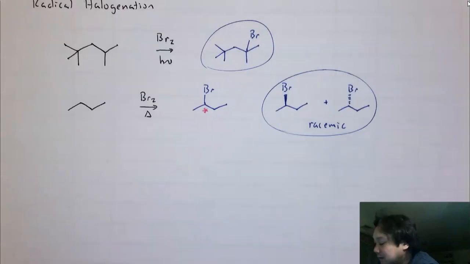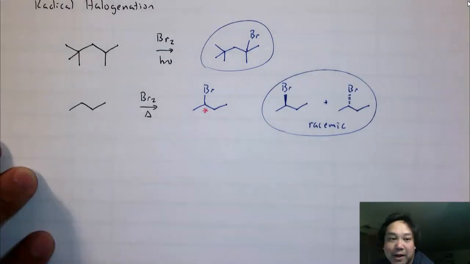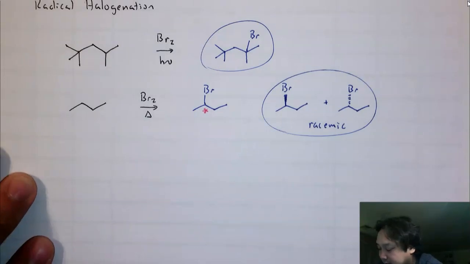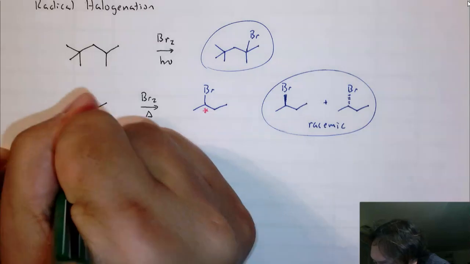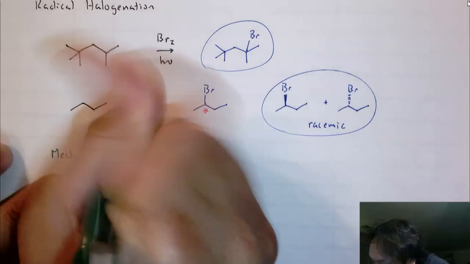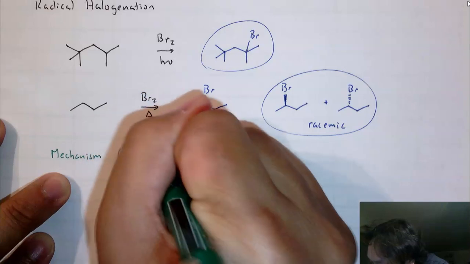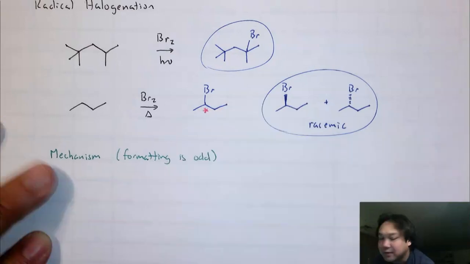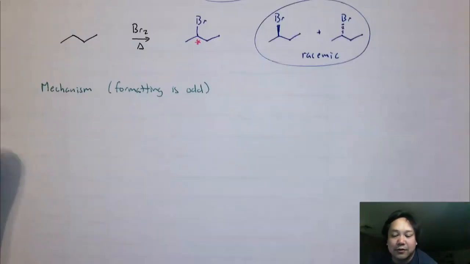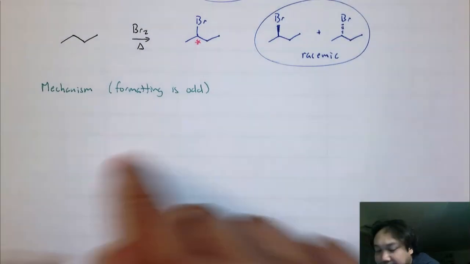Okay. Let me go through the mechanism. So the mechanism formatting is odd. I think it's odd. So the warning is the format is odd. Because I like to draw my mechanisms like a snake. One continuous line that weaves in and out.